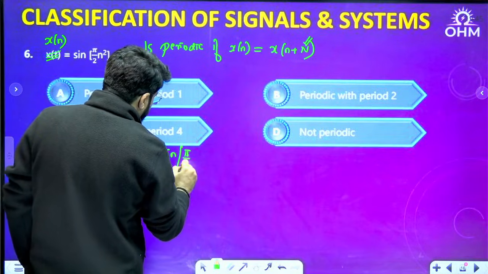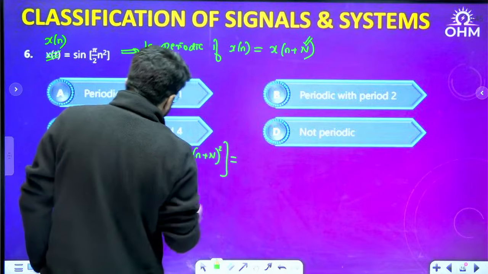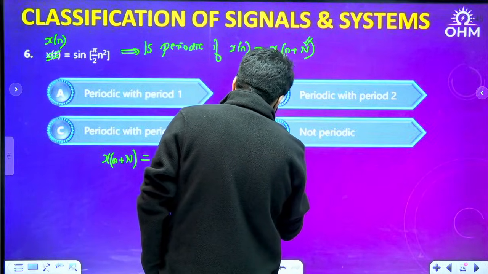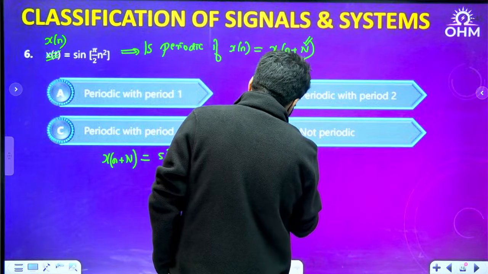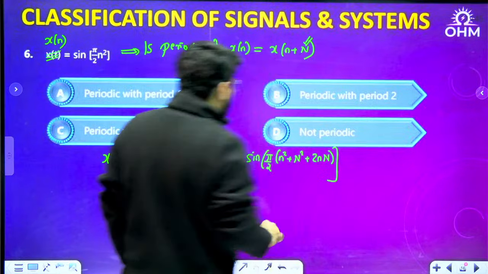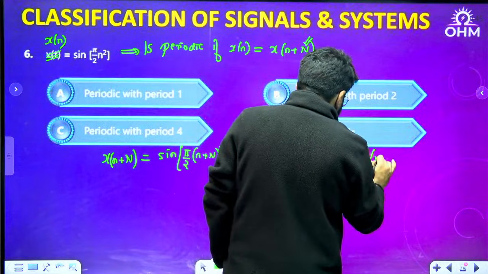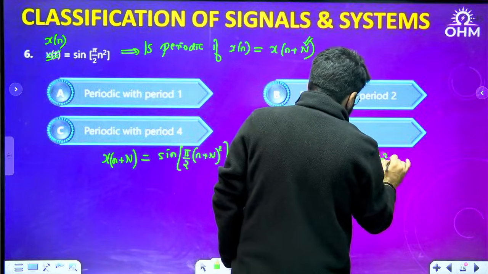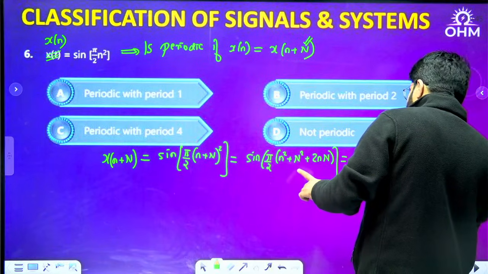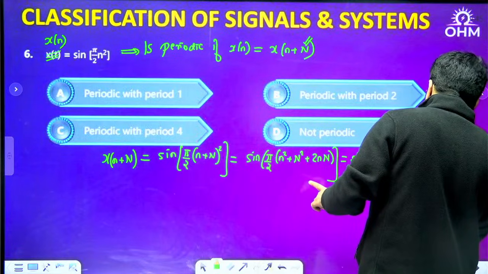Sine of pi by 2 times (n plus N) whole square, and that is equal to, let me open the bracket, sine of pi by 2 times n square plus capital N square plus 2nN. Now you see here, this is equal to sine of pi by 2 n square, if I open the bracket, plus pi by 2 times (N square plus 2nN).